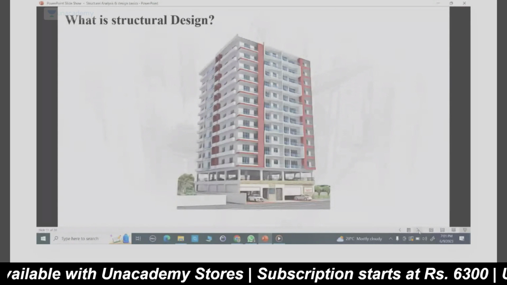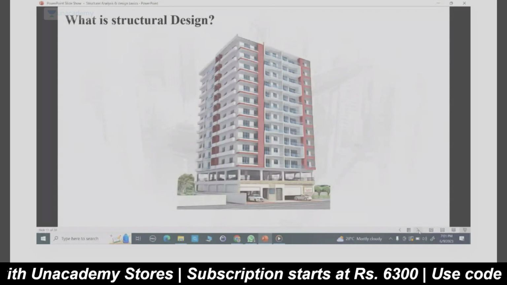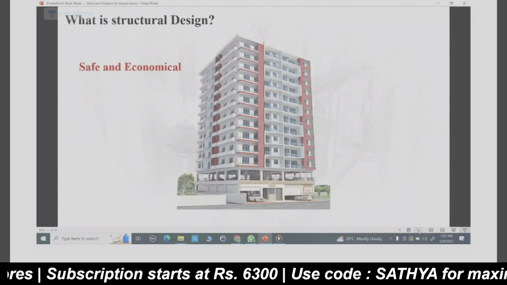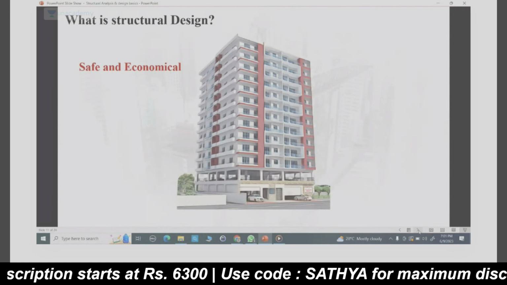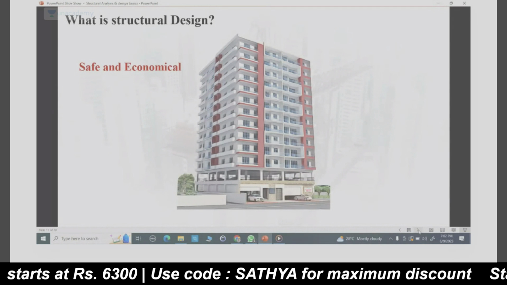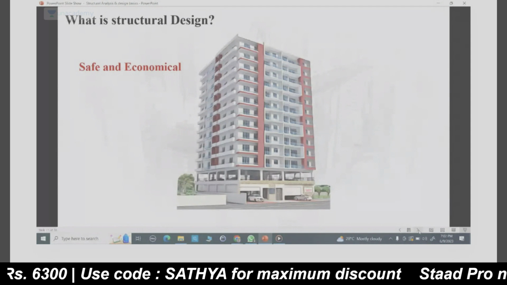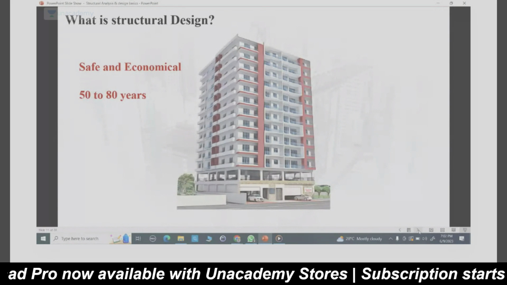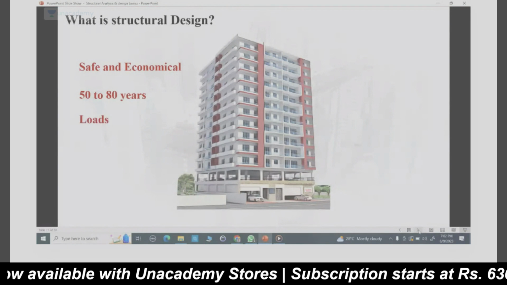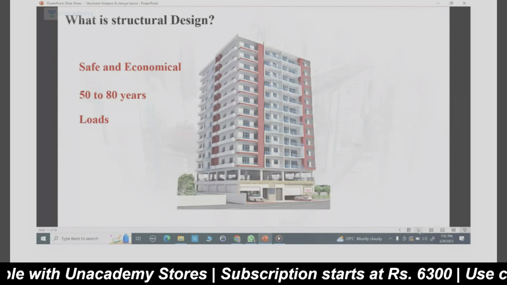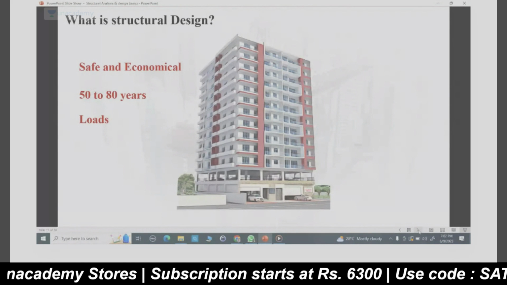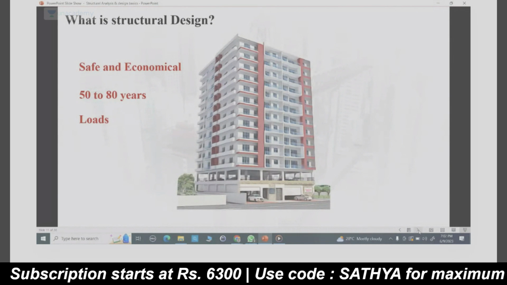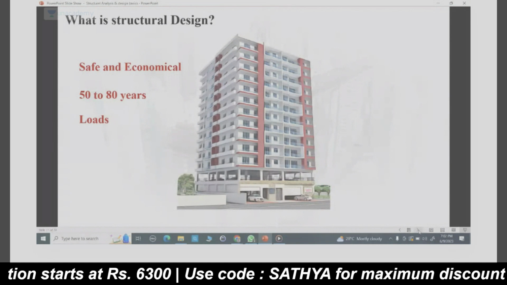Now let's look into what structural design is and what exactly we do in structural analysis. Structural design is the process in which we design a safe and economical structure. That is the main objective of structural design. The lifetime of an RCC structure is 50 to 80 years. The structure has to serve its purpose during its lifetime without any damage or collapse.